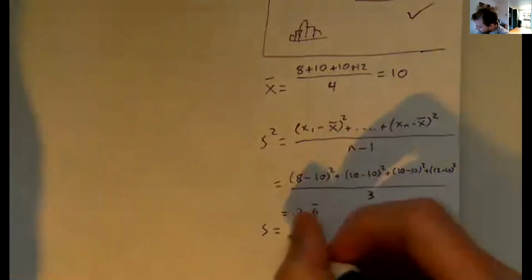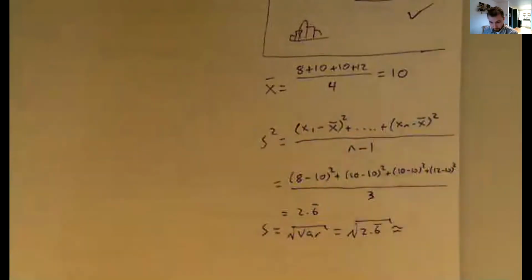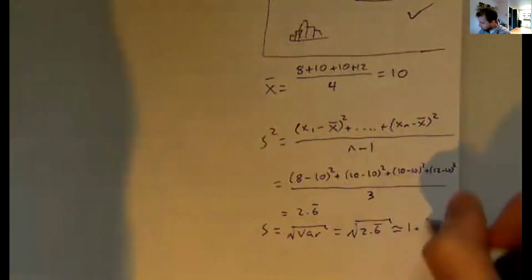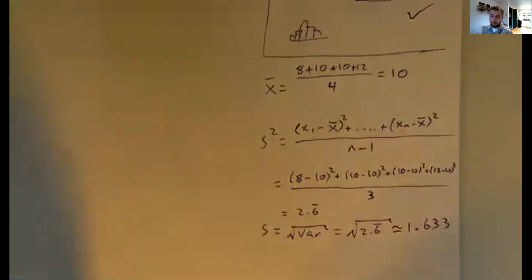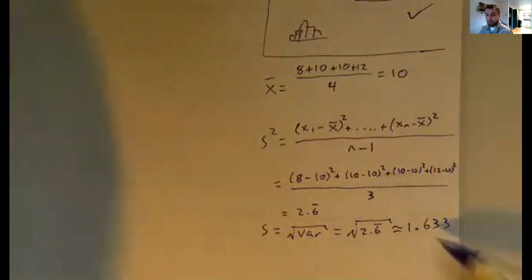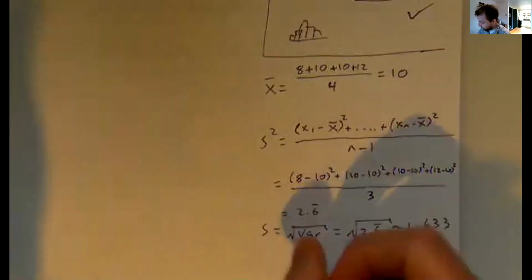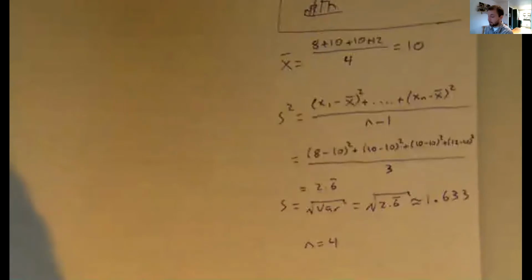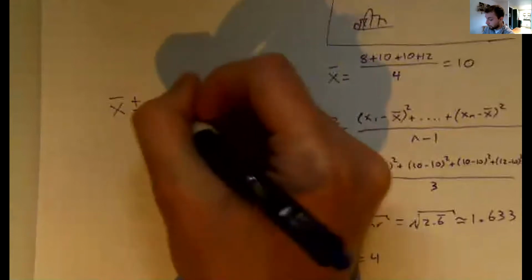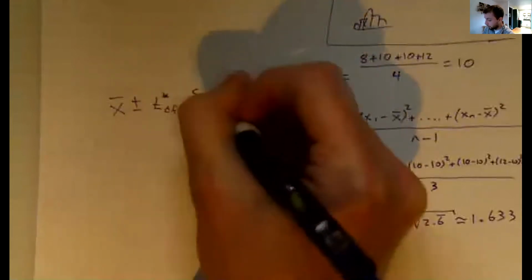To get my standard deviation, I take the square root of that variance. The square root of that 2.66 repeating gave me 1.633 or so. Whew. Average of 10, standard deviation of 1.633, number of values 4. I've got all the pieces I need for my interval, because that interval formula again was x bar plus or minus t star, whatever my degree of freedom is, s over the square root of n.